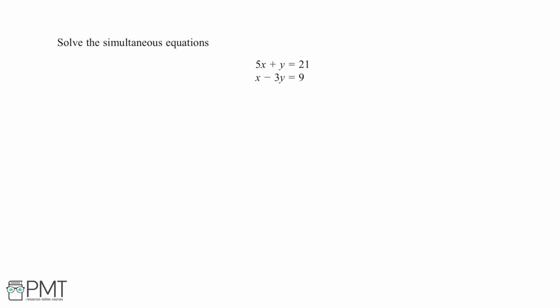So if we label these equation 1 and equation 2, in equation 2 we have a negative 3y, and in equation 1 we have a y. So what we can do is multiply equation 1 by 3, so that we can then add these two equations together.